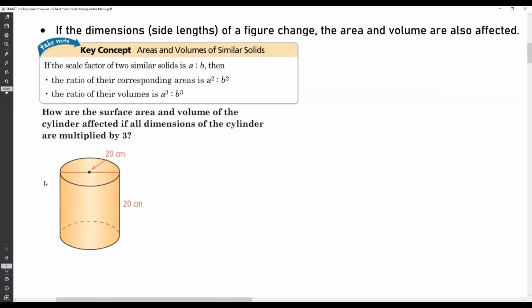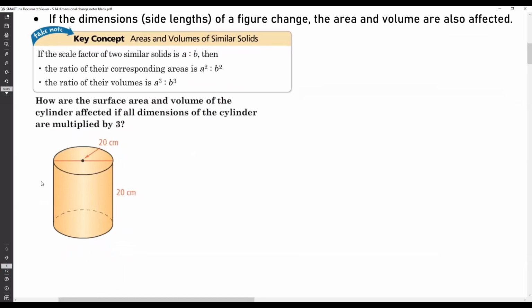So we're going to look at this first one. It says, how are the surface area and volume of the cylinder affected if all dimensions of the cylinder are multiplied by 3? So that means our radius is going to get multiplied by 3 and our height is going to get multiplied by 3, because we need radius and height to find the surface area and the volume, right? So here, my radius right now is 10 and my height is 20. So let's look at the surface area for that. We're going to do 2 times pi times my radius, 10, times the height, 20, plus 2 times pi times the radius squared, so 10 squared. I'm just using the formula for surface area.